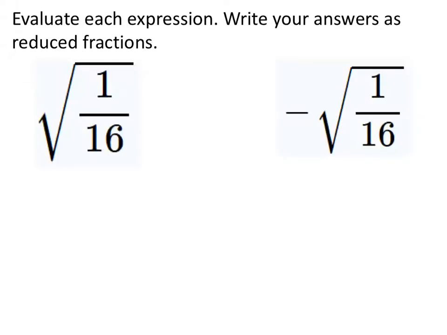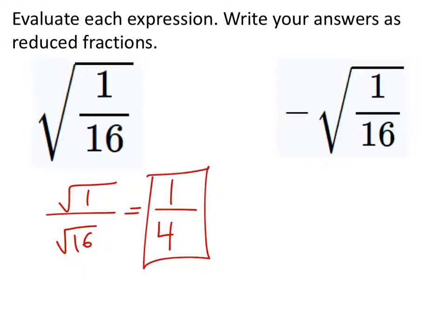Okay, so on these ones, I'm going to break this up. Write your answers as reduced fractions, okay? So we're not looking for the decimal here, even though we could find it. I'm going to break this first one up into the square root of 1 over the square root of 16. Both of these are perfect squares. The square root of 1 is 1, and the square root of 16 is 4. 1/4, done.